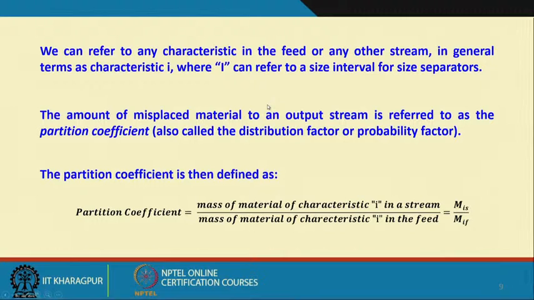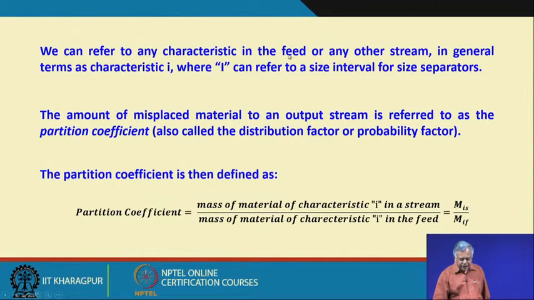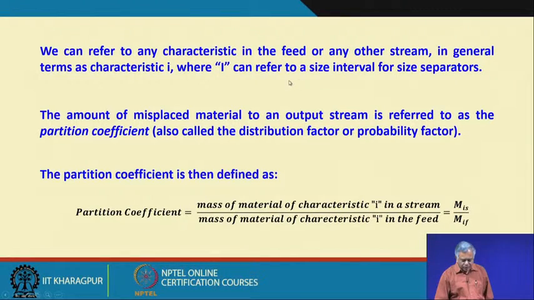Now, how do we do that? We can refer to any characteristic in the feed or any other stream, in general terms, as characteristic I, or any characteristic size, where I can refer to a size interval for size separators. It may be, say, grade for a mineral separator. So, this is a size separation device, and here I refers to a size interval for size separators.